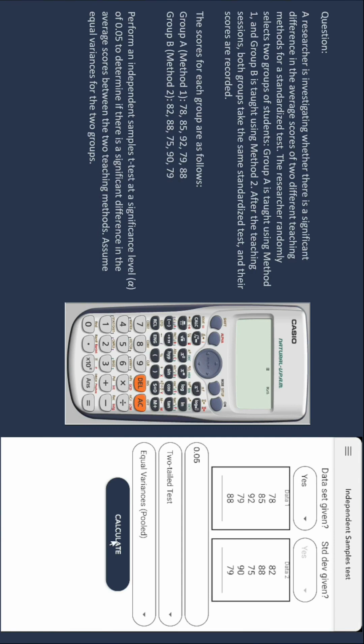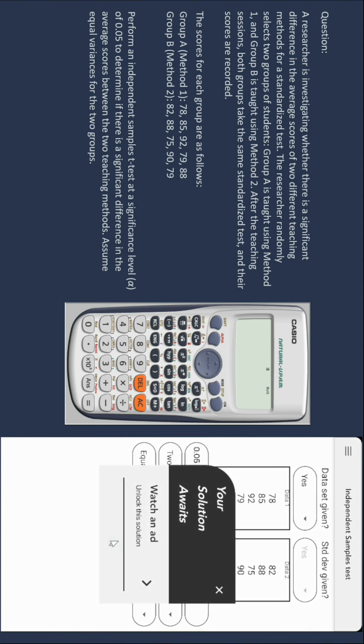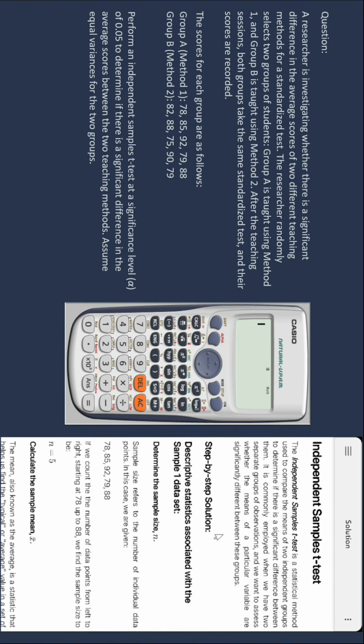Now that we have finished filling the required values, we proceed by clicking the button and watching an ad to unlock the solution. When we are given the two sample datasets, the first thing that we need to do will be to calculate the sample sizes, the sample means, and the sample standard deviations.